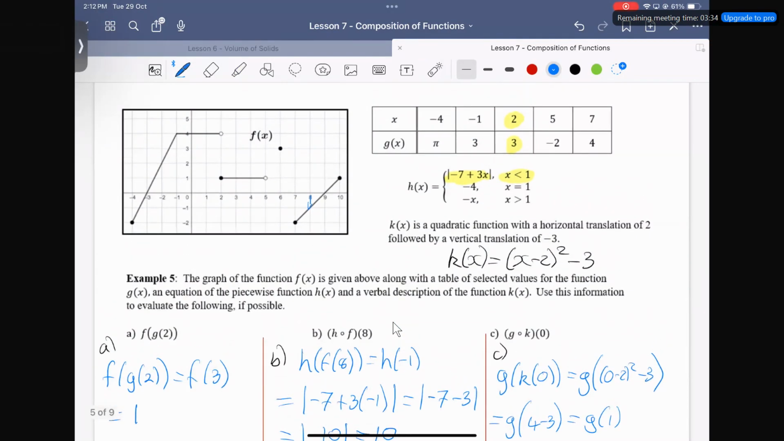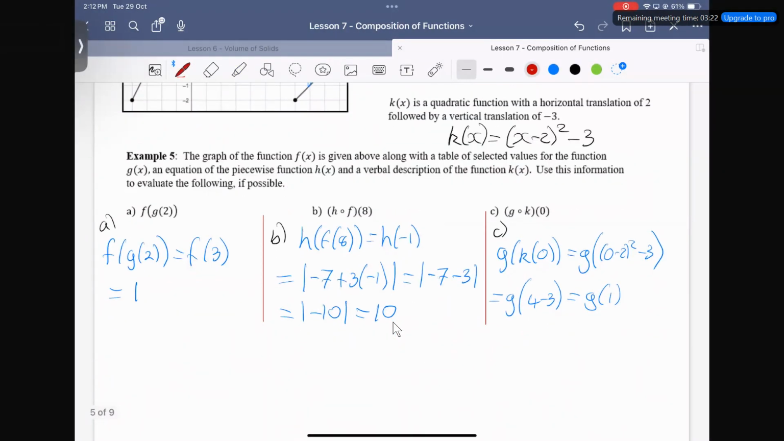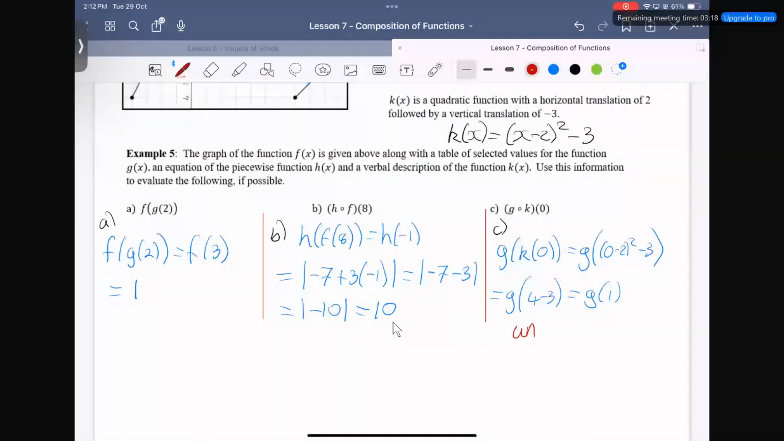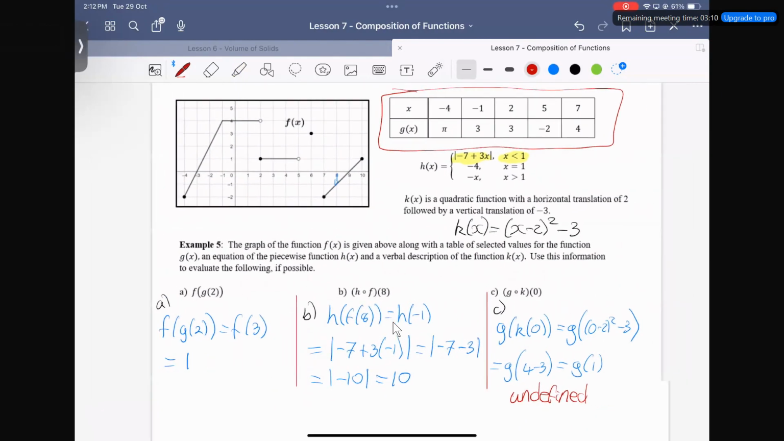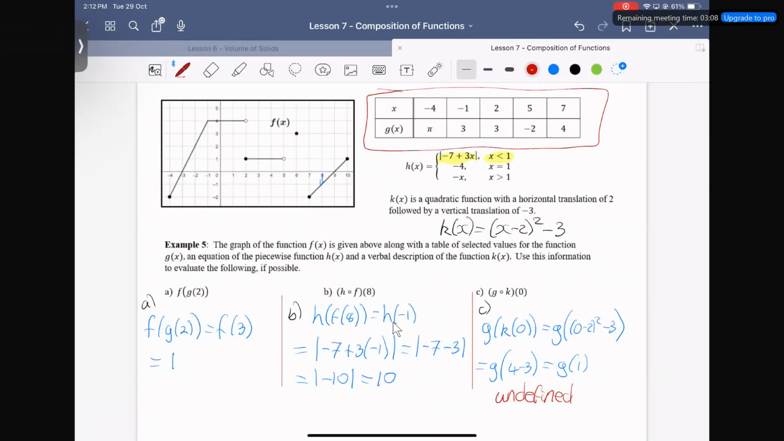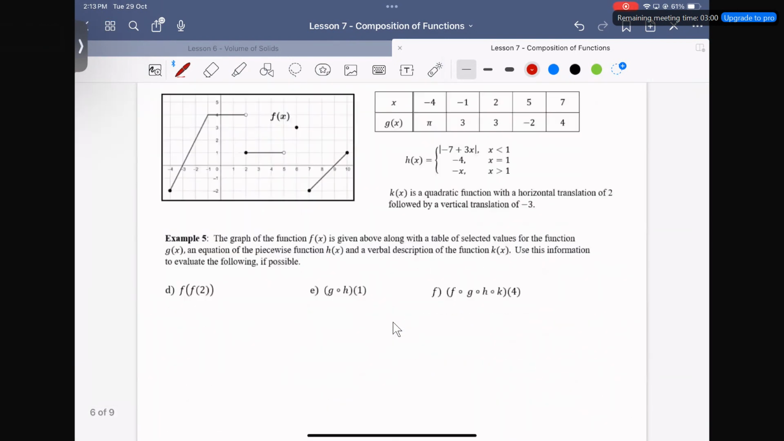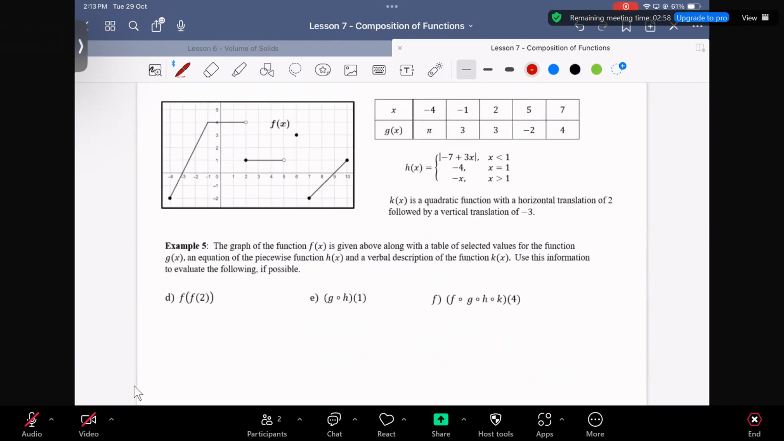Okay, so we're trying to put 1 into this function here at the top. But if we look at this function here, g is not defined for the value 1. So what does that mean? Undefined. Because the function g is not defined for the value 1, then g of k of 0 is not defined. This is not in the domain of the composite function. Okay, have a go at these three. A couple of minutes for these ones.